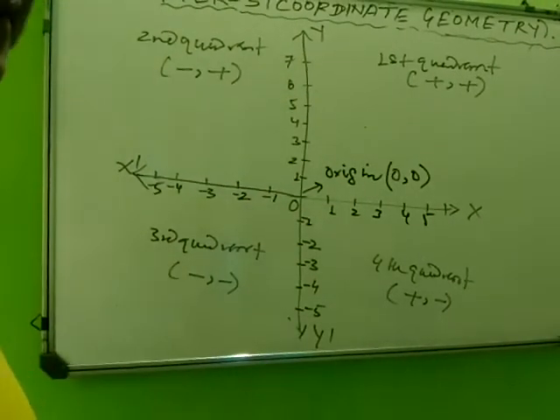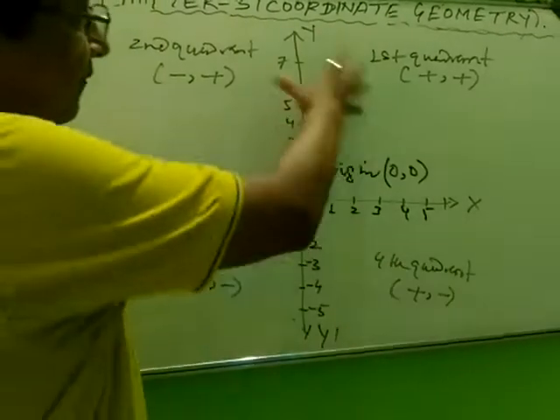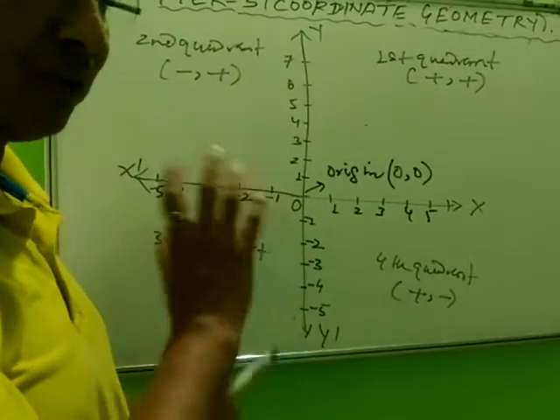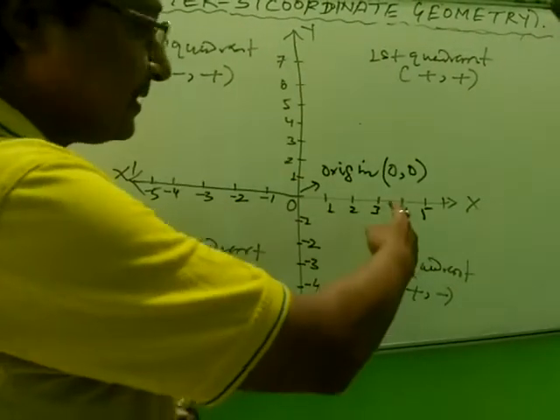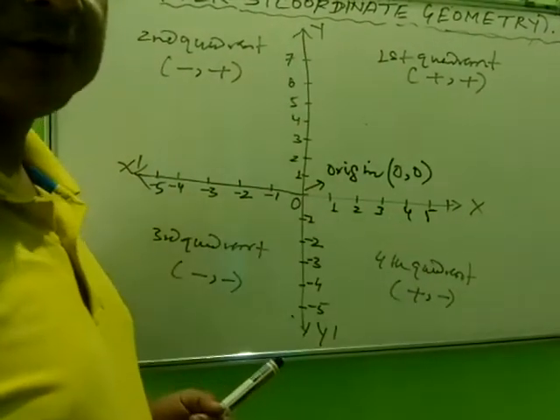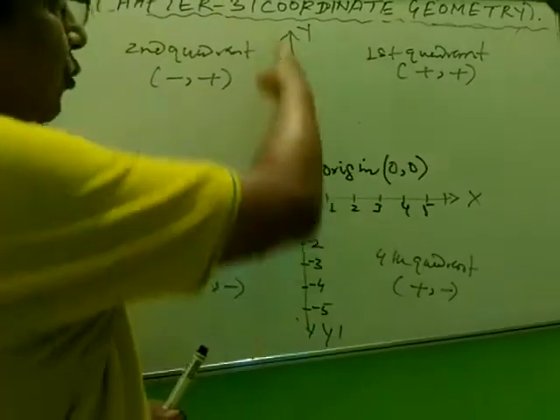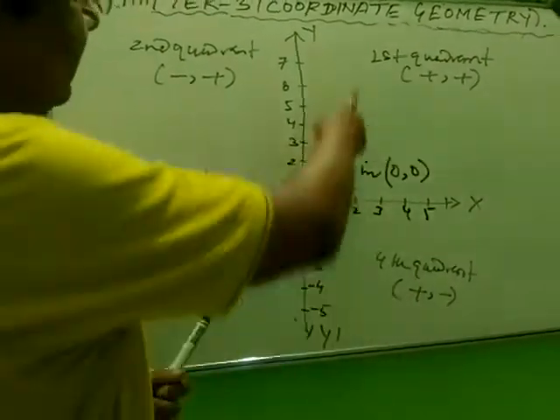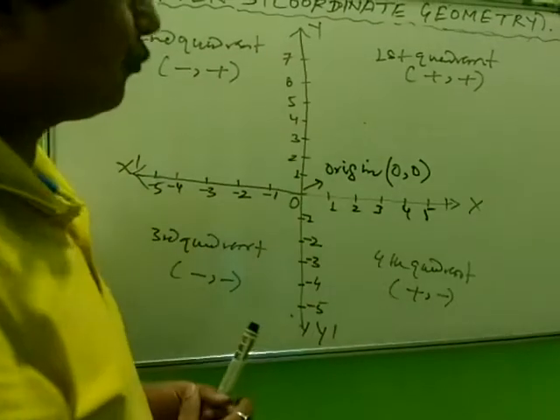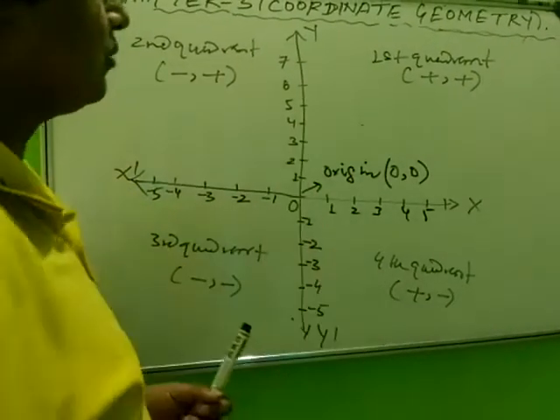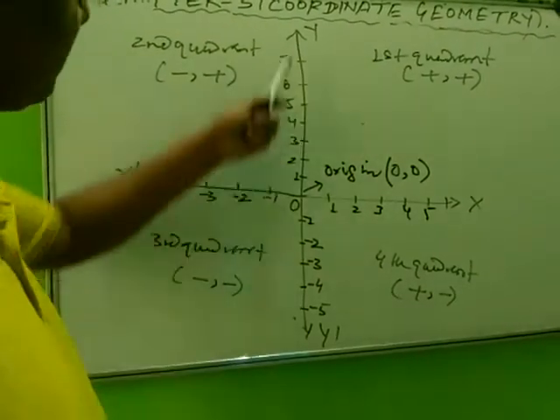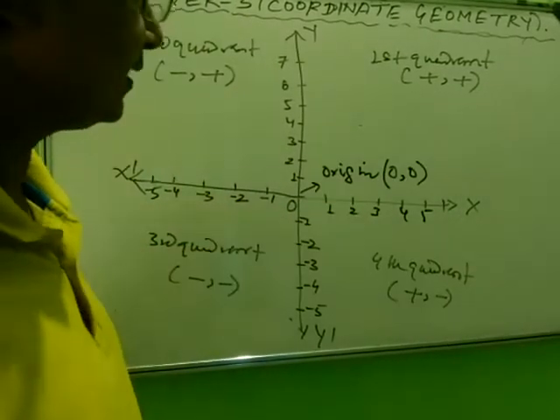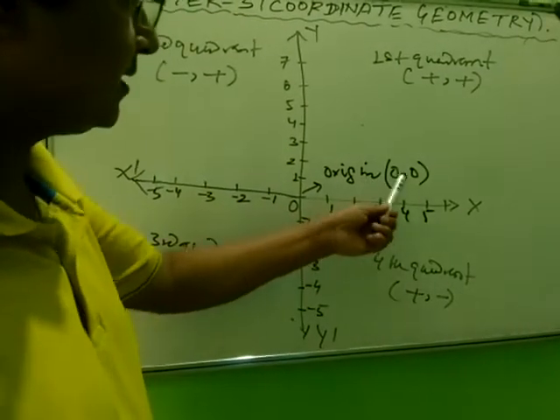So now the Cartesian plane again, this is the flat plane. Any plane surface, flat plane, where you draw the two coordinate axes, that plane will be called the Cartesian plane. And these coordinate axes, that is the x-axis and y-axis, divide this plane into four parts. Each part is called a quadrant. Now, at the point where the two axes meet, that point is called the origin, whose coordinates are 0, 0.